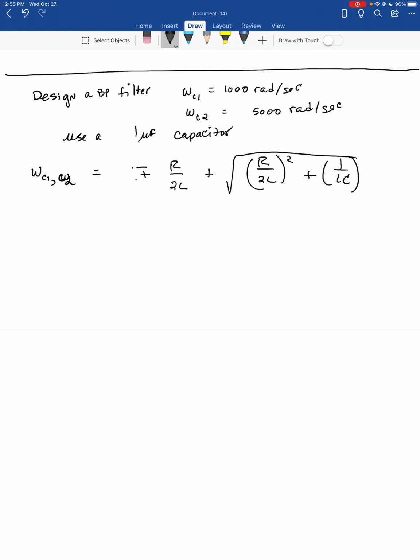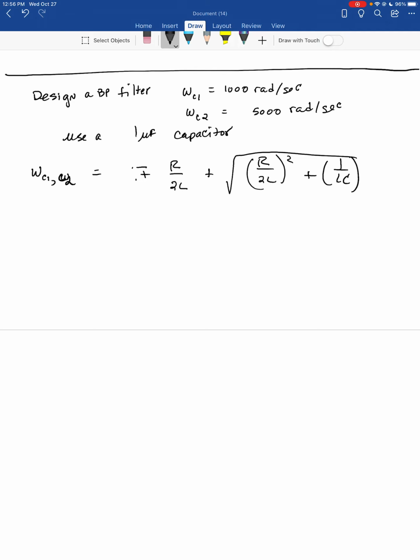So the temptation is to say, well, we know we want a 1 microfarad capacitor. So let's take omega C1 and make that equal to 1000 and plug in 1 microfarad for C. And then let's take omega C2, make that 5000, and plug in 1 microfarad for C. Then I will have two equations and two unknowns. But they actually turn out to be rather hard to solve. They'll be quadratics, and you'll be trying to solve for R and L. So rather than trying to do this the hard way, let's think about what some of the other properties are that we have.